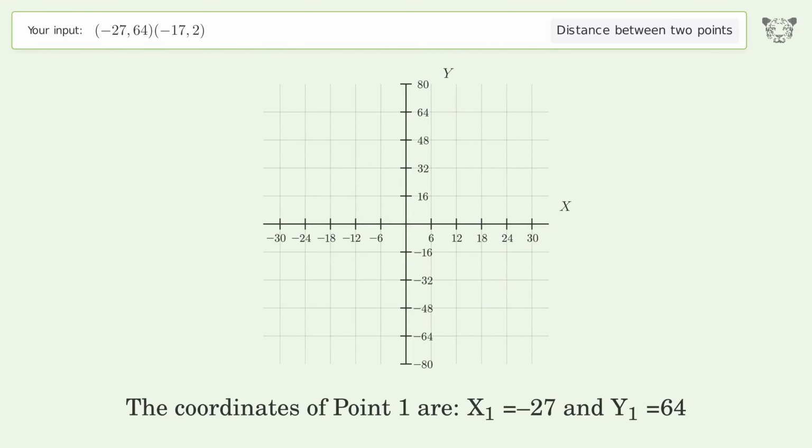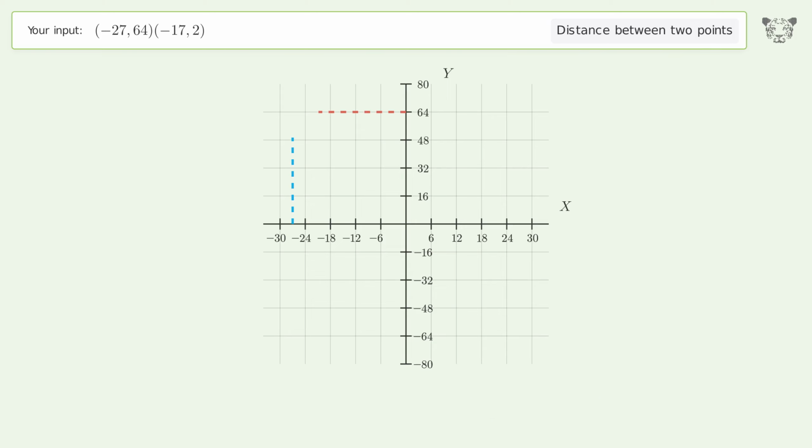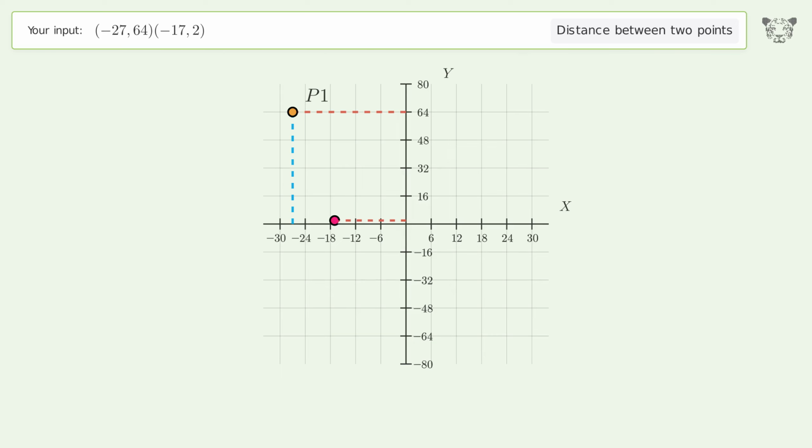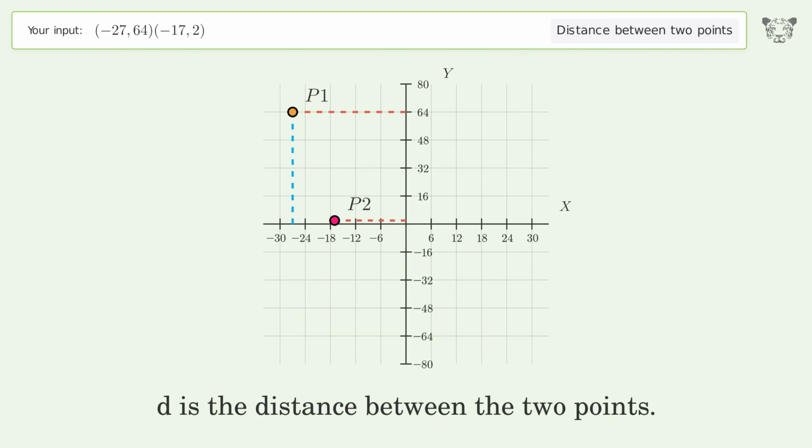The coordinates of point 1 are, x1 equals -27 and y1 equals 64. The coordinates of point 2 are, x2 equals -17 and y2 equals 2. D is the distance between the 2 points.